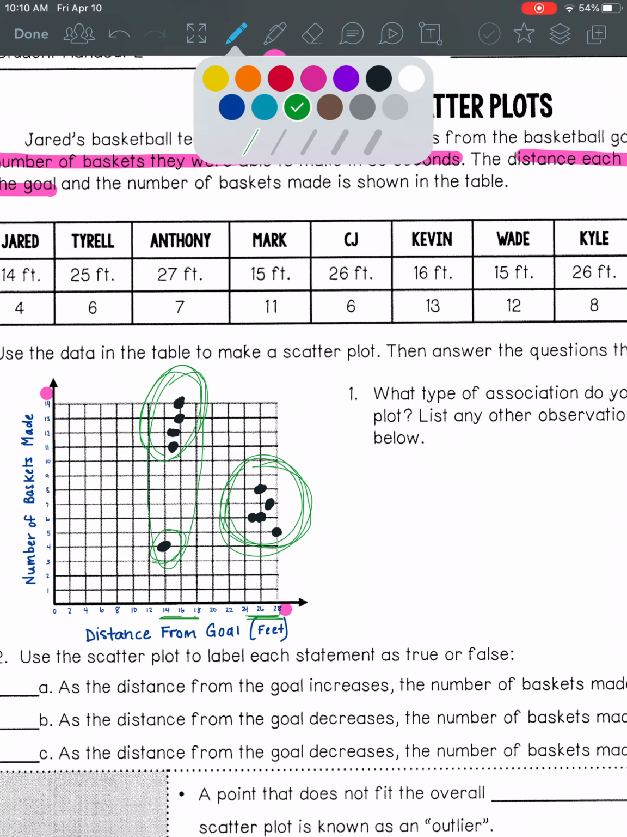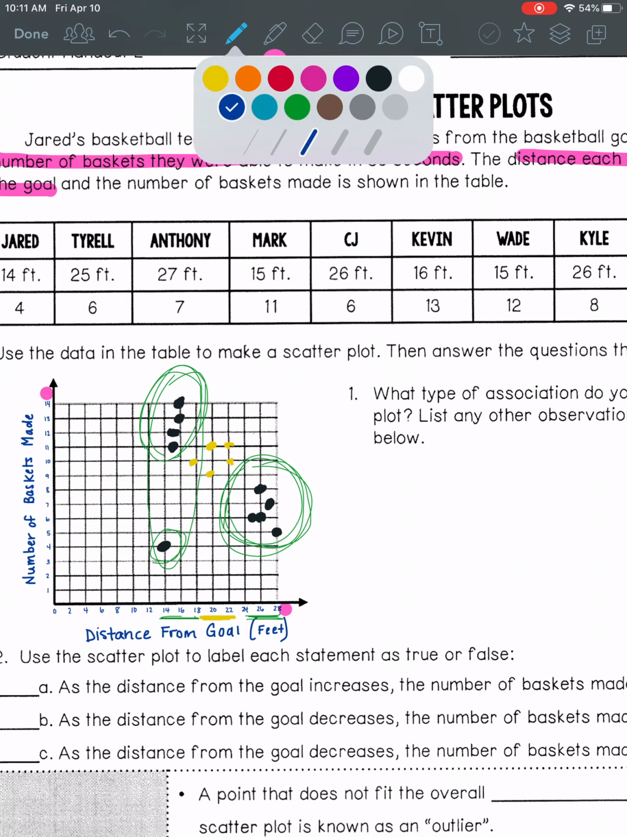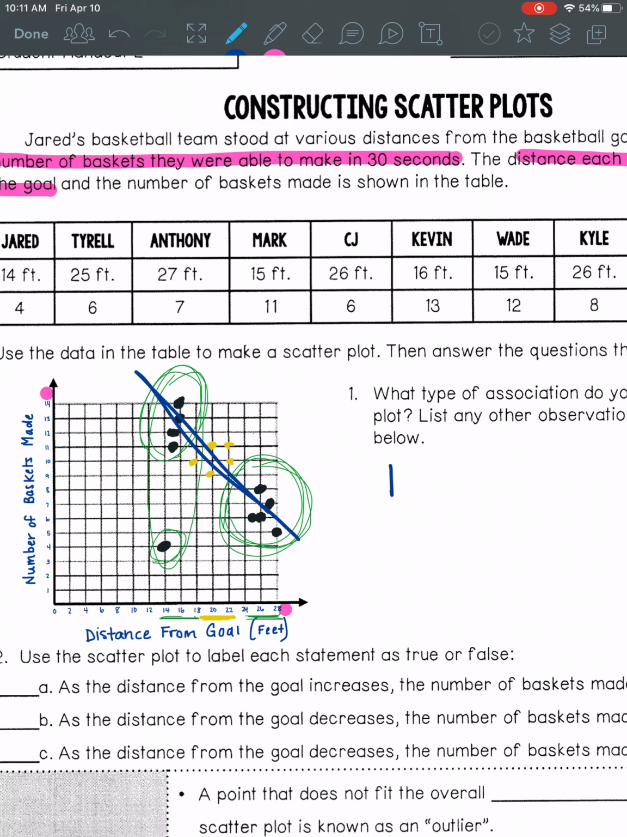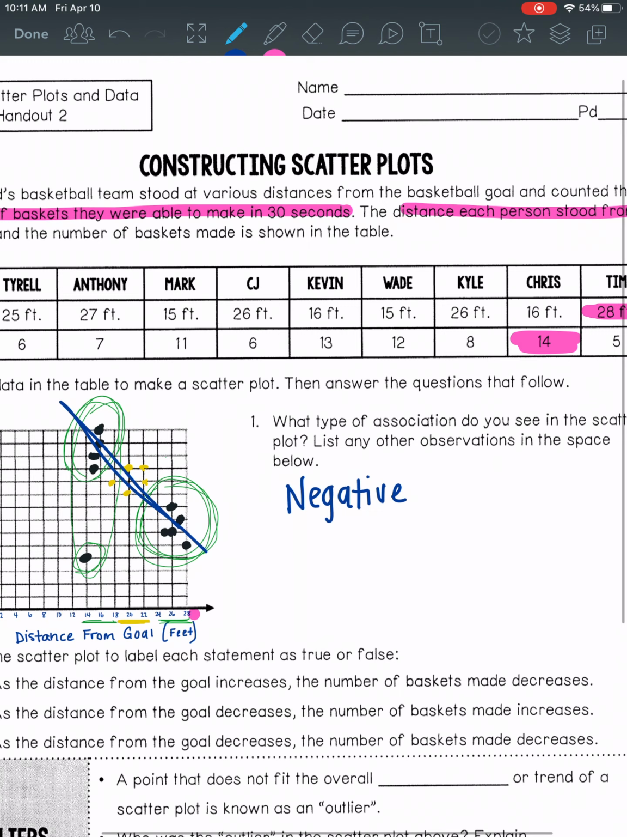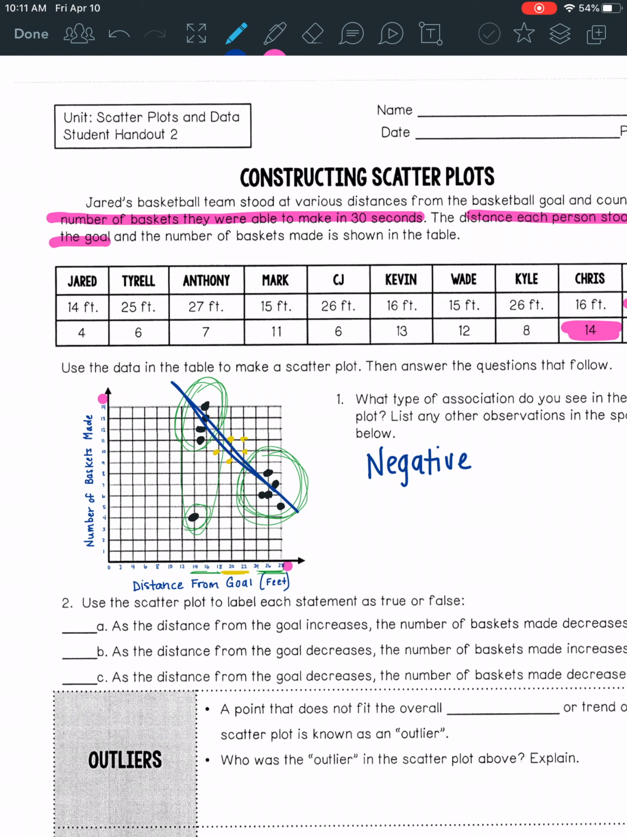But if we followed the pattern, and let's just say these yellow points are if somebody chose to stand in between at this 18 to 22 feet, well, they'd probably wind up in here. So if we added some points to look at that pattern, do you guys see that there's a negative association here? What that means is our 2 variables, the distance from the goal and the number of baskets made, are going in opposite directions.